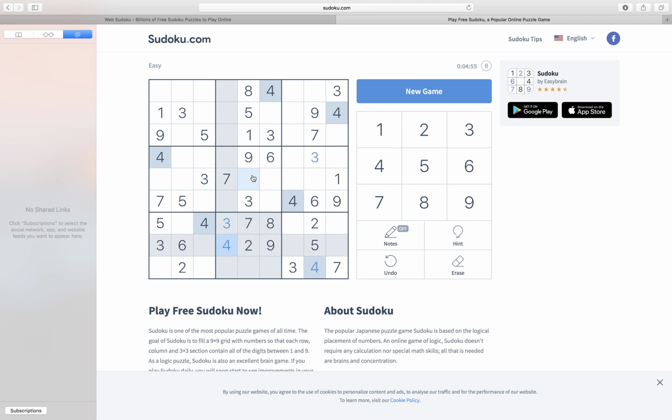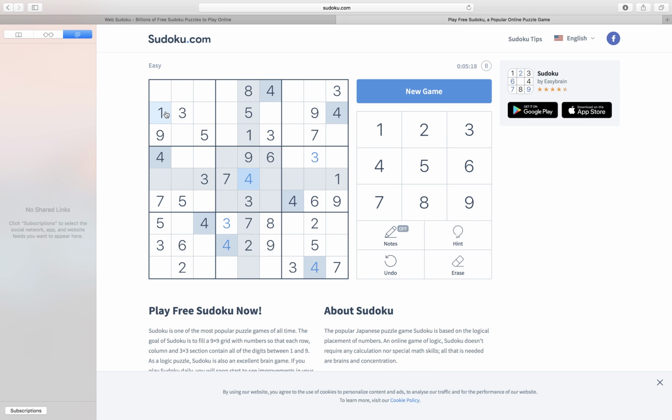Okay, let's try to see if we can finish this square. 4 cannot be in these two places because 4 is in this row. 4 cannot be in this place because 4 is in this row. So these two places remain. But 4 cannot be in this square because 4 is in this column. So we have to put 4 here.